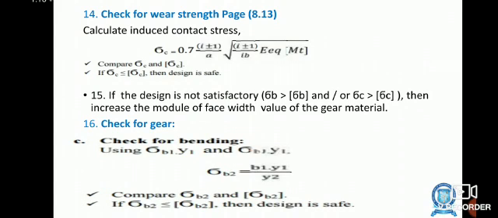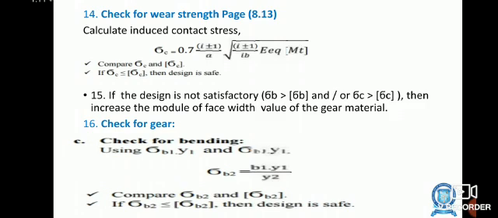Then step 14, check for wear strength. For calculating wear strength, the formula is also available in data book page number 8.13. Utilize that formula, substitute all the values and compare the assumed wear strength to the calculated wear strength.